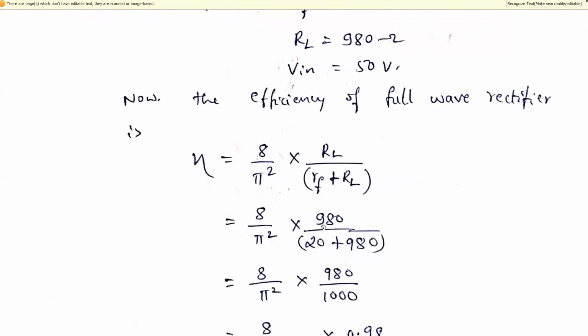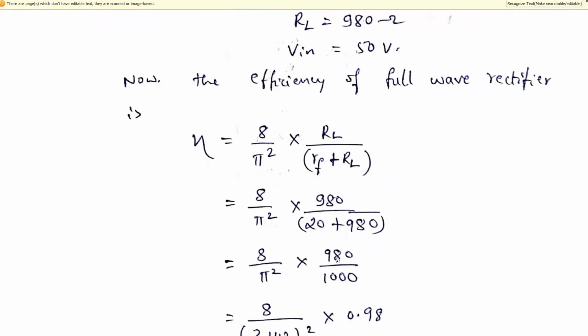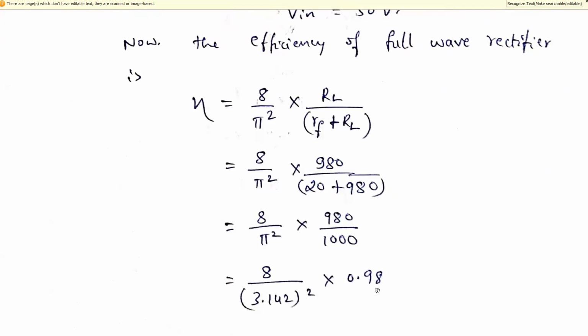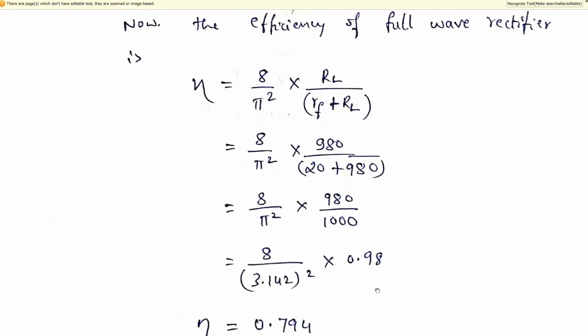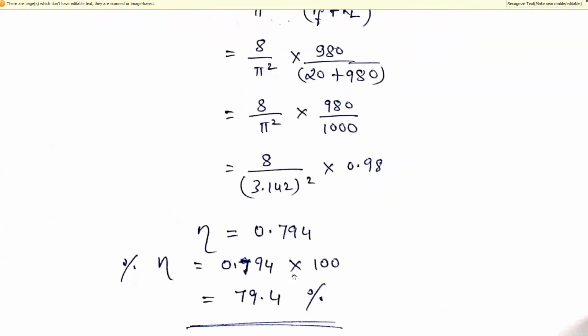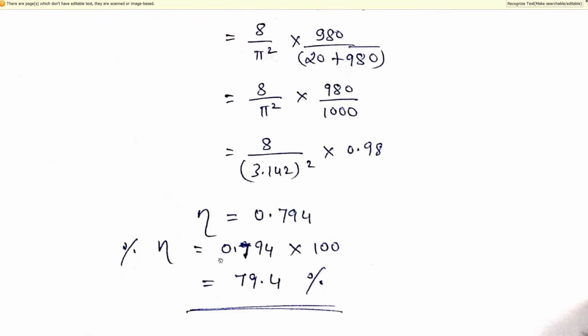So it is 8 by pi square, RL is 980 ohm, RF is 20 ohm. So just substitute, and here 980 plus 20 becomes 1000. Finally, the simplification of this expression gives you 8 divided by pi square into 0.98. If you use the calculator, eta is going to be 0.794. If you calculate the percentage efficiency, just multiply it by 100 and that will give you 79.4% as the efficiency of the full wave rectifier.